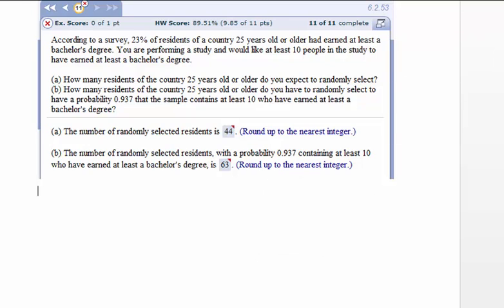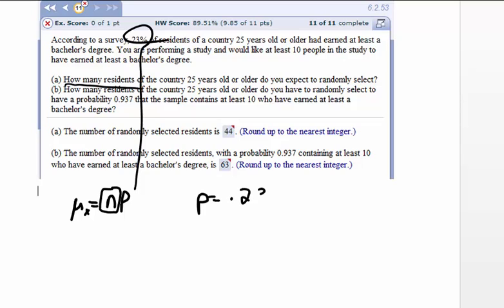Okay, so we recognize this being a binomial. Recall that the mean for the binomial is n times p. Well, what do we know here? So notice that we are trying to find n. That's what we're looking for. How many residents do we want? So what do we know? Well, we certainly know p, right? The probability is 0.23.